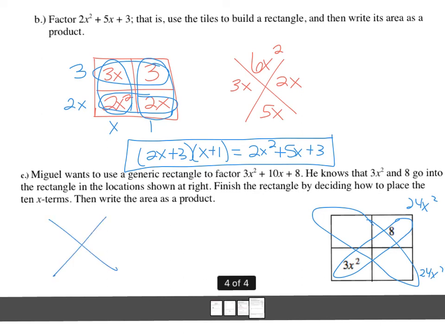So we set up a diamond problem. Our product is 24x squared. Our sum is 10x. So we need two numbers that multiply to 24 but add to 10. So we think through the possibilities. You've got 12 and 2, but that would add to 14. You've got 3 and 8, but that would add to 11. 6 and 4 multiply to 24, and that works. So you want 6x and 4x.